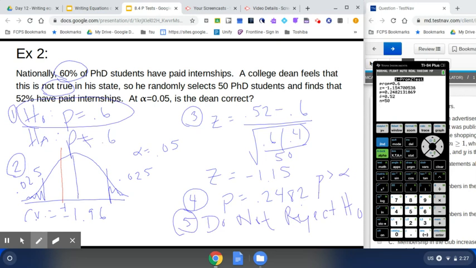So at alpha equal to 0.05, there is not sufficient evidence to believe the dean that the proportion of PhD students that have paid internships is different than 60%. In other words, at alpha equal to 0.05, there is sufficient evidence to say that the proportion of PhD students that have paid internships is 60%.